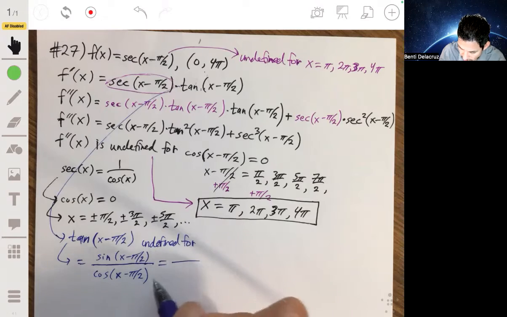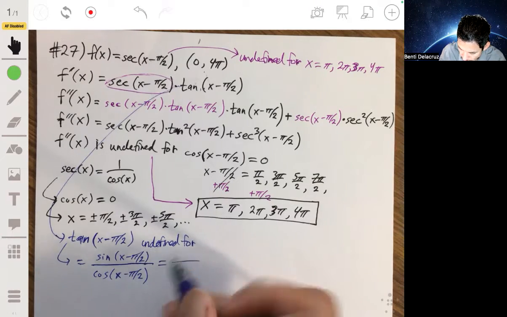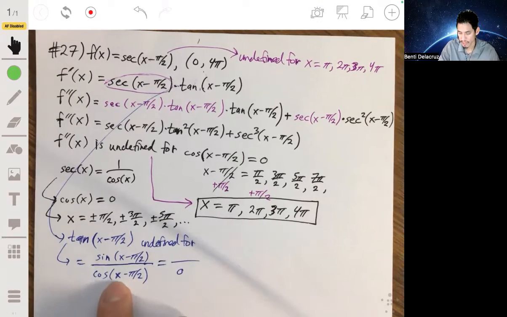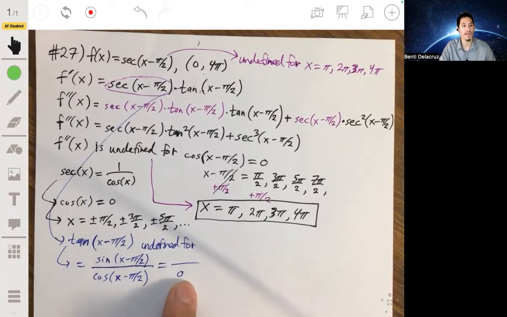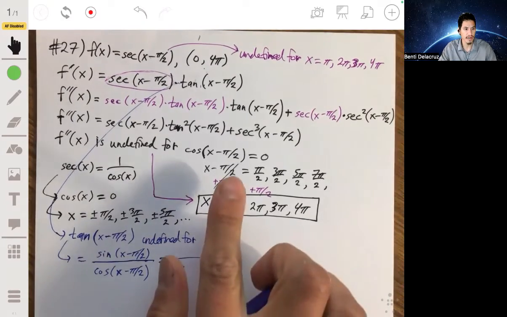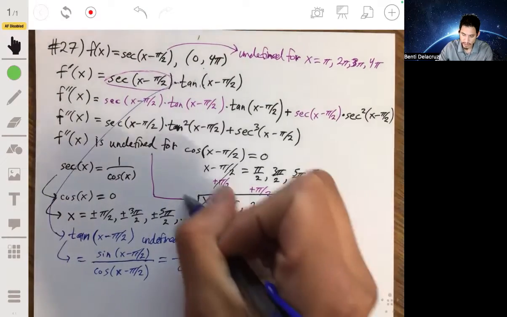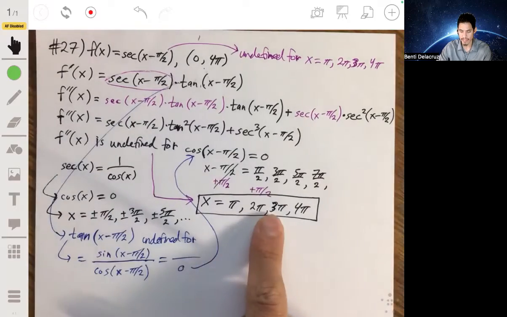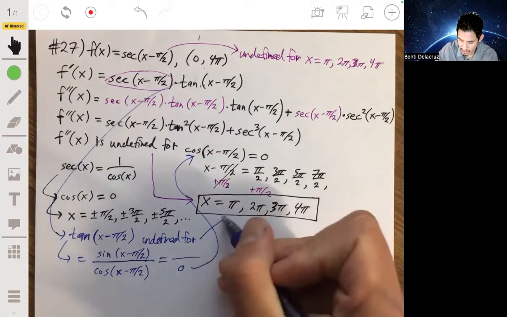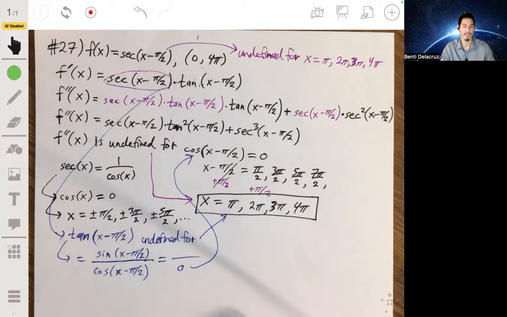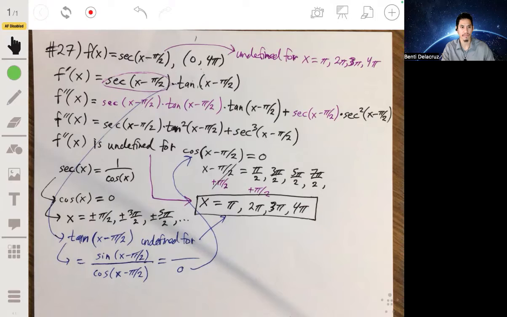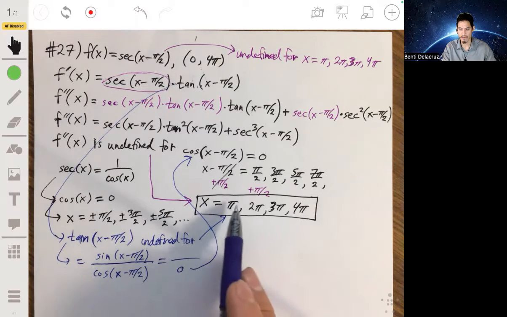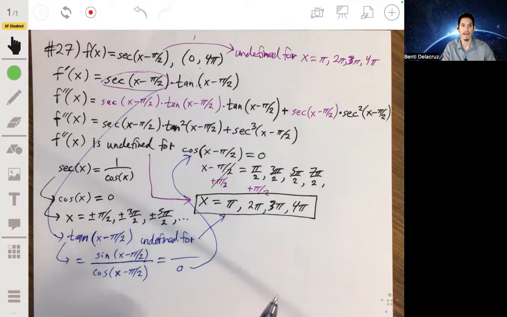So again, it's undefined when this equals 0, when the cosine of x minus pi over 2 equals 0. Luckily, it's the same thing over here. This happens to be the same thing that we got here. So it's going to be the same x values, and we don't have to worry about finding any other undefined values. So we look at x equals pi, 2 pi, 3 pi, 4 pi.